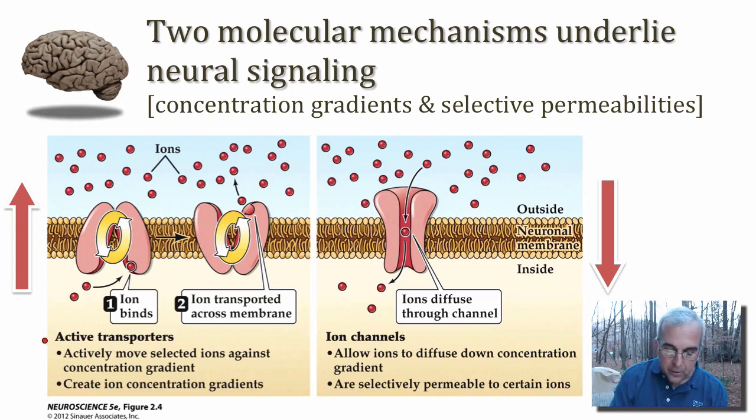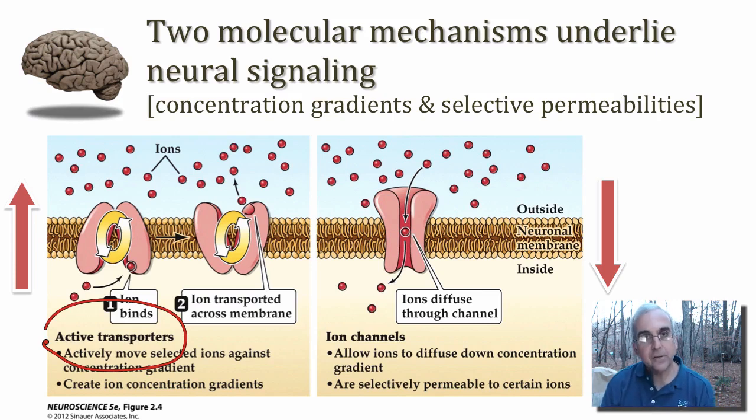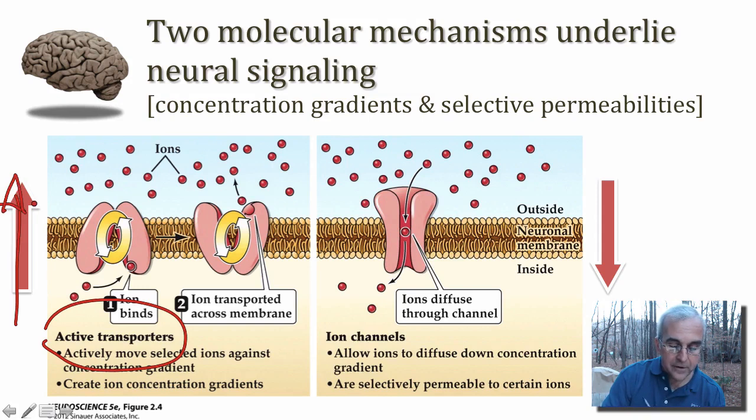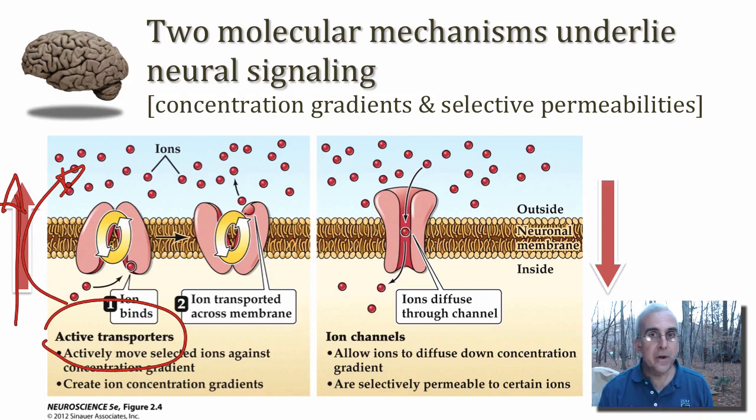And these gradients are formed by active transporters that bind ions and transport them upstream, if you will, against their concentration gradient. So I've got this large arrow here to the left indicating that we're transporting ions from one side of the membrane to the other, building up a concentration gradient. Well, that concentration gradient is a means of storing energy that can then be dissipated if that gradient is allowed to discharge. And that gets us to the second mechanism that we have illustrated here in this slide.